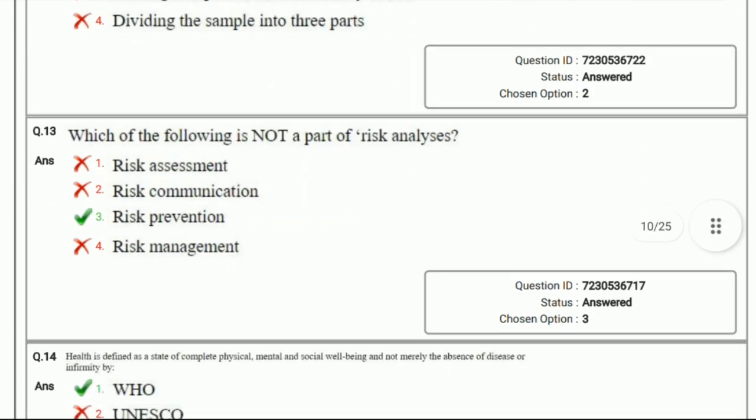Next question: which of the following is not a part of risk analysis? The answer is risk prevention. We have risk assessment, risk communication, and risk management. These are the components of risk analysis. So risk prevention is not a part of risk analysis.